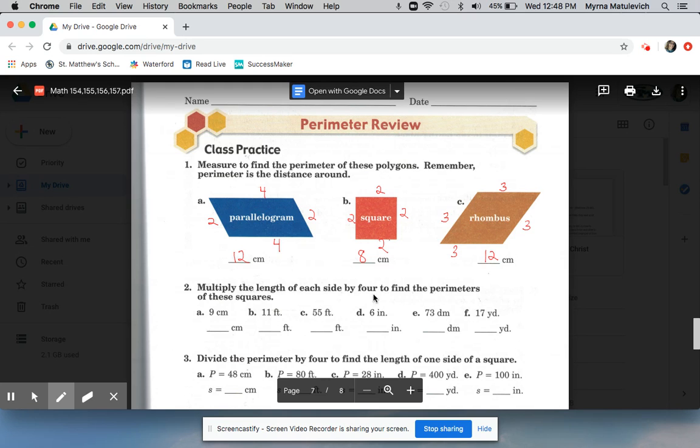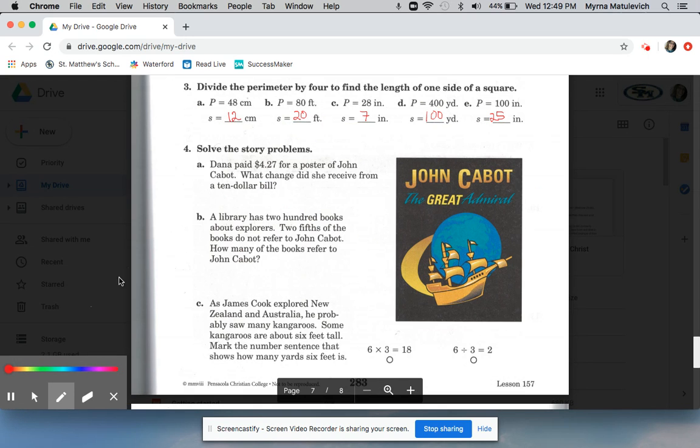Multiply the length of each side by 4 to find the perimeters of these squares. So this one was pretty easy. All you had to do was multiply each number times 4. Divide the perimeter by 4 to find the length of one side of a square. So now they've given you the perimeter and they want you to divide this number by 4 to find the length of one side of the square. And these are the answers you should have gotten.